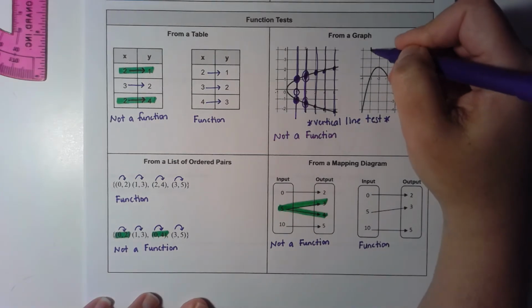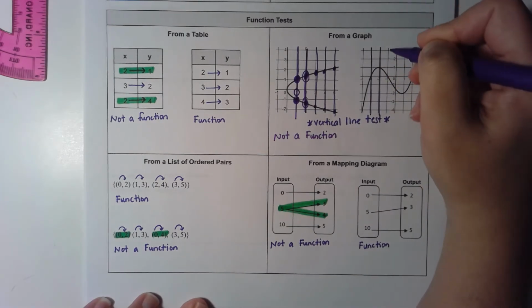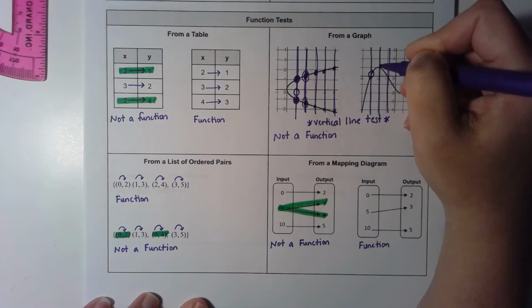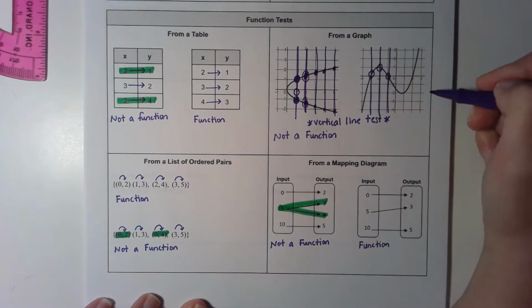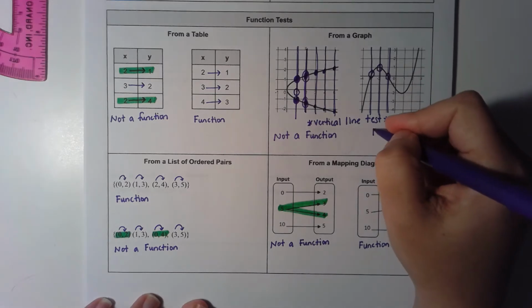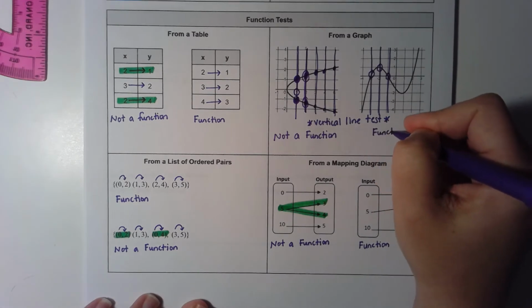Now on this graph, if we imagine drawing those vertical lines, you can see that each line only crosses the graph in 1 spot. And that's going to continue to happen no matter where you draw those vertical lines. So this graph is a function.